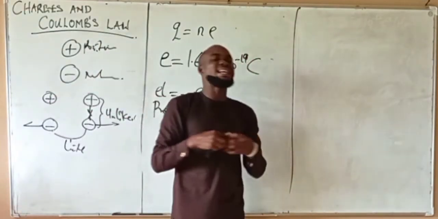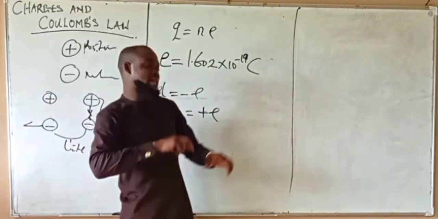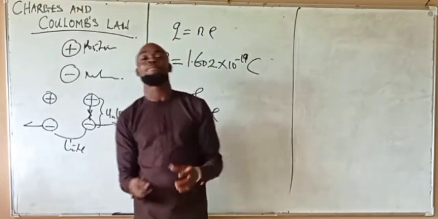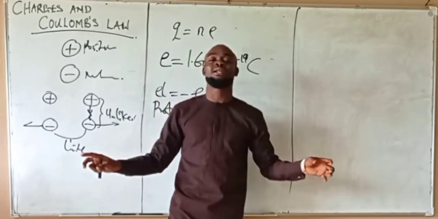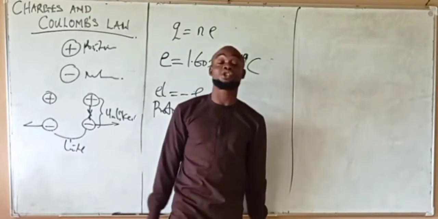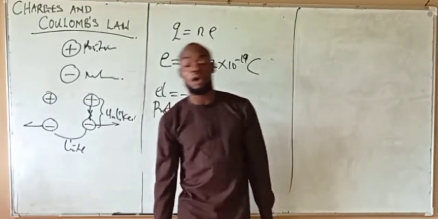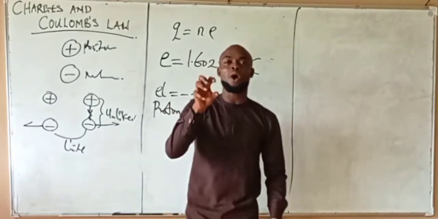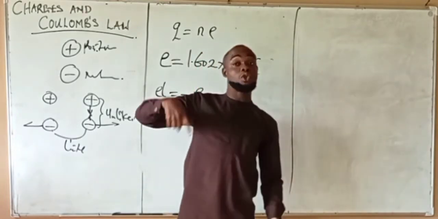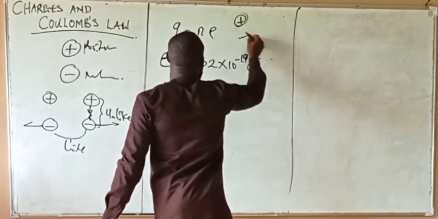Now, when is a body neutral? We said a charged body is a body that can give electric forces to the surroundings. Now, when do we say a body is neutral? A body is neutral if it has no charge. A body is neutral if it has zero charge, or a body can be said to be neutral if it has an equal amount of positive and negative charge.